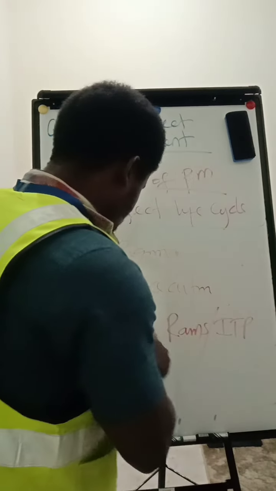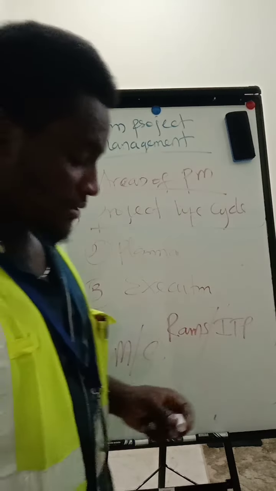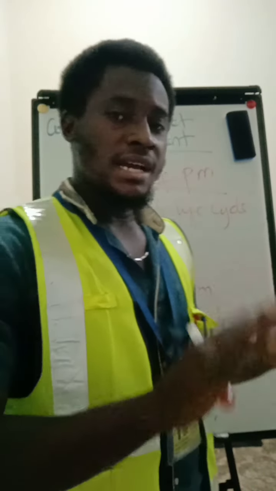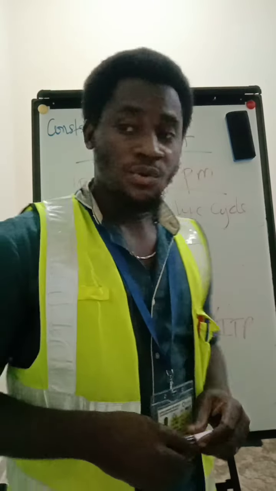Basically, for the monitoring and controlling, these are the things that we'll be doing. Just observing the output and making sure that it's equal to what we've planned at the planning stage. So move now to the closing.